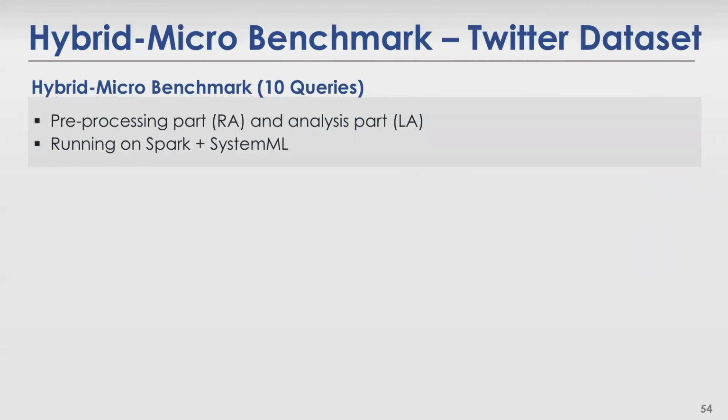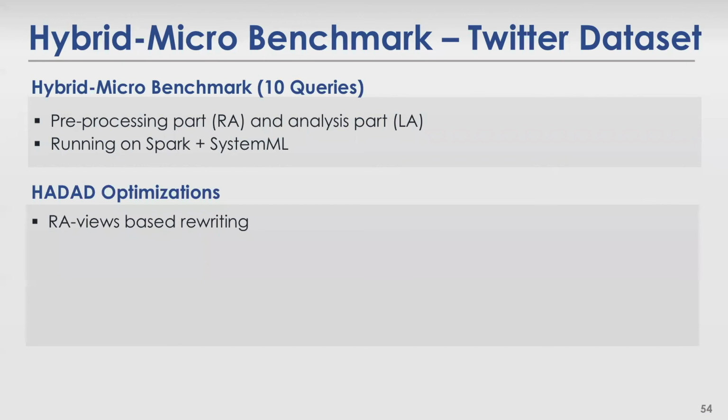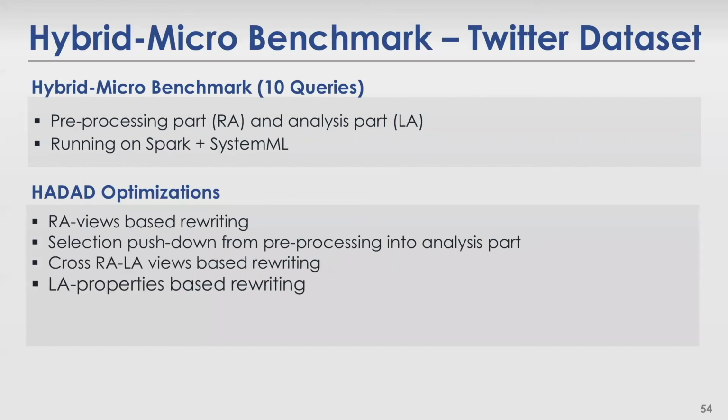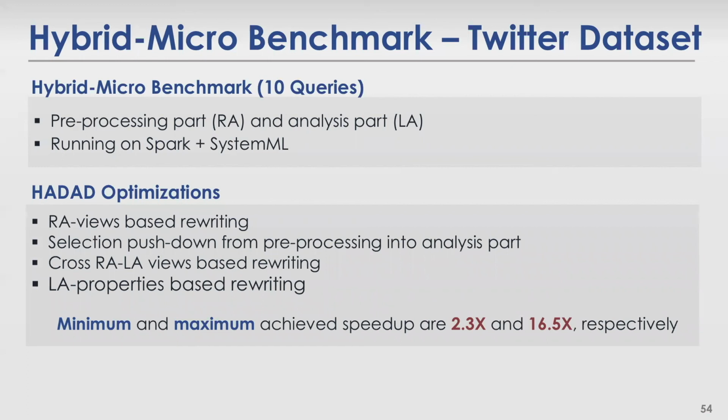For this experiment, we create a hybrid micro-benchmark of 10 queries on real live Twitter datasets. Queries consist of two parts, a relational algebra pre-processing part and a linear algebra analysis part. For each query in the benchmark, HADAD applies several optimizations, including views-based rewriting of the pre-processing part, selection pushdown from the pre-processing part into the analysis part, cross-relational and linear algebra view-based rewriting, and finally, linear algebra properties-based rewriting. The minimum speedup achieved by HADAD is 2.3x, and the maximum one is 16.5x. HADAD captures these optimizations because it reduces all rewrites into a single setting in which they can interact, relational rewrite under integrity constraints.